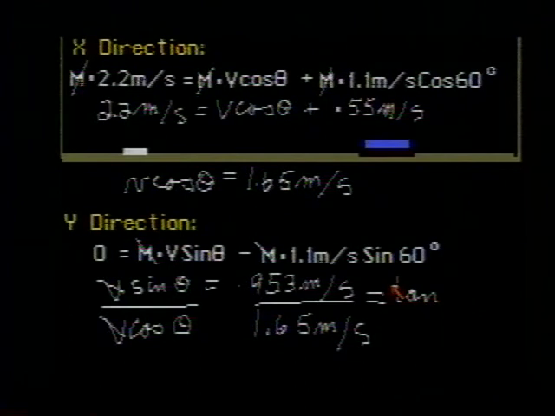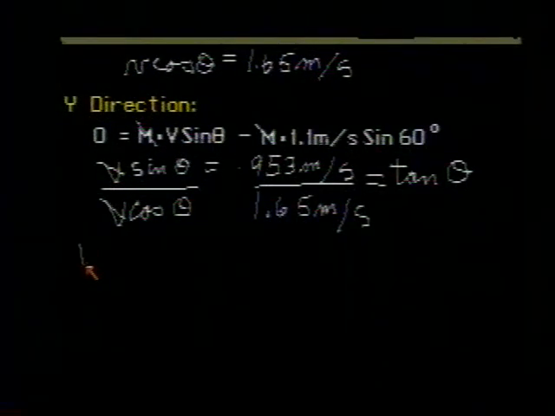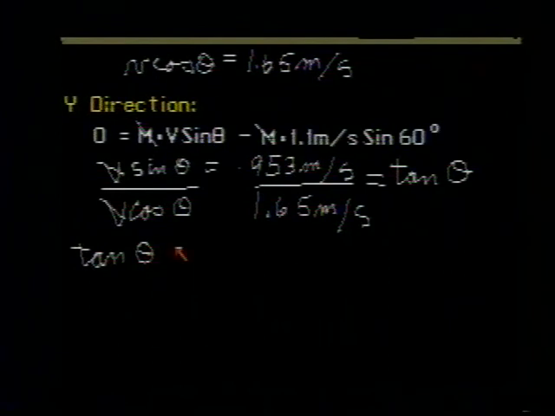So I can write that the tangent of theta is equal to 0.953 over 1.65, which is 0.577. And if we find the inverse tangent of 0.577, we find that the angle theta turns out to be 30 degrees.